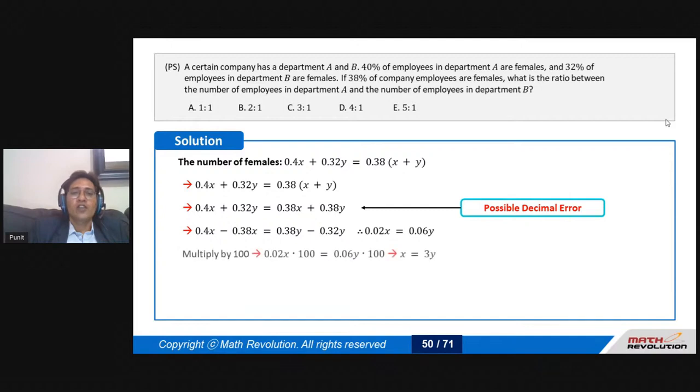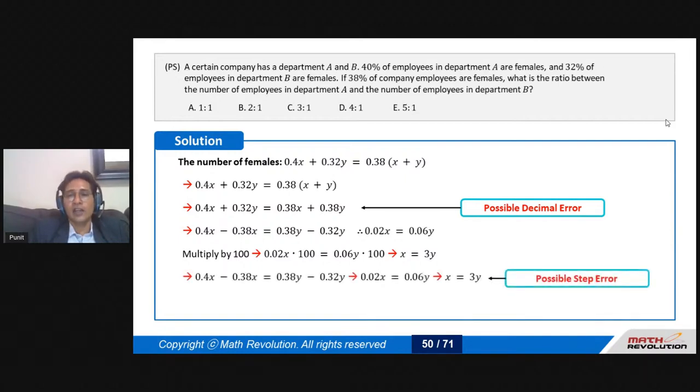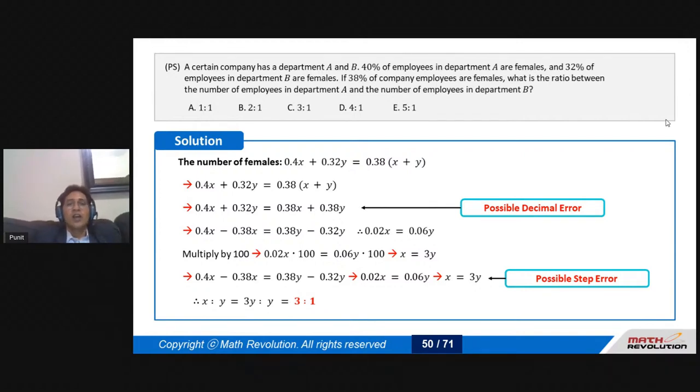If not, then we would be able to solve this question like 0.02X equals 0.06Y. Multiply both sides by 100 to make it 2X equals 6Y, or X equals 3Y. Now this is where, if you're getting X equals 3Y, you can again make a step error. At the end, for X equals 3Y, I've seen students writing 1 is to 3 out of confusion, but the ratio is still 3 is to 1. So there are two stages where in the conventional approach you have a high risk of making an error.